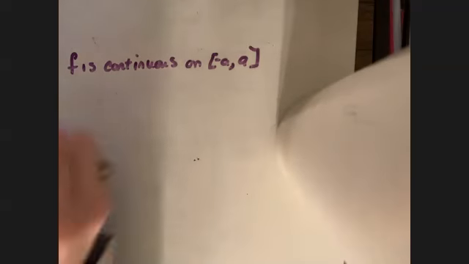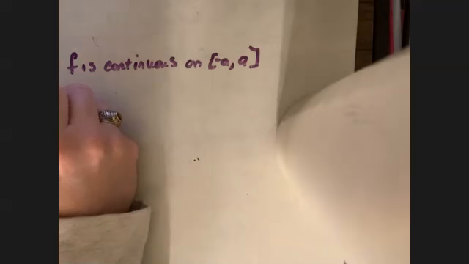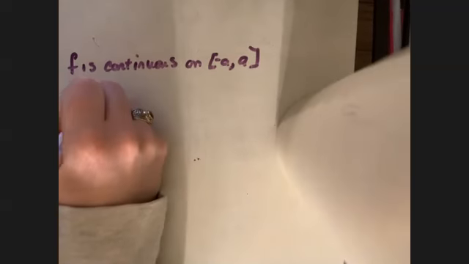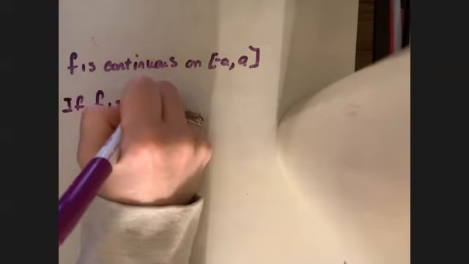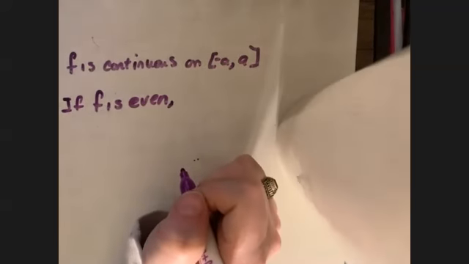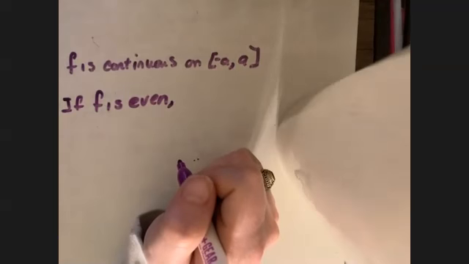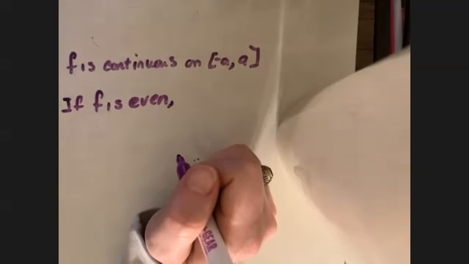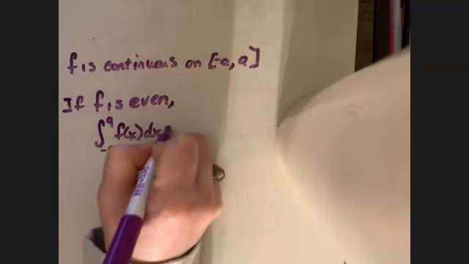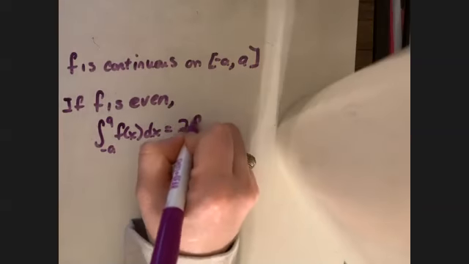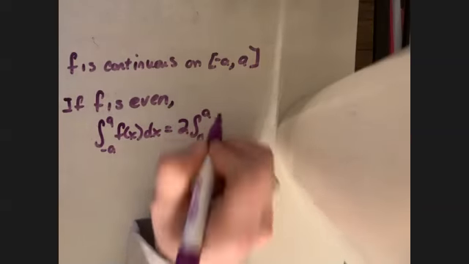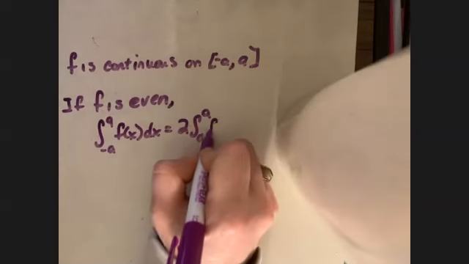Okay? So, 2 parts to this. If f is even, okay? So keep in mind that that is the one that will fold in half over the y-axis, okay? Then the integral from -a to a is twice the integral from 0 to a.